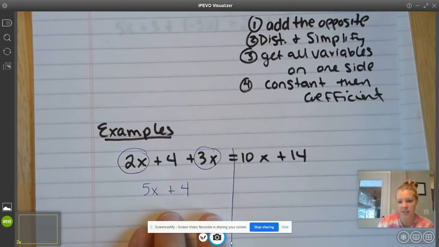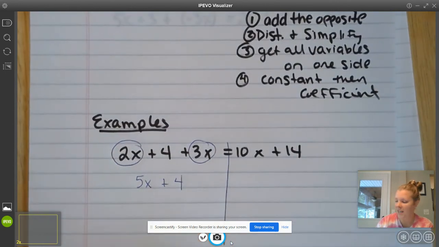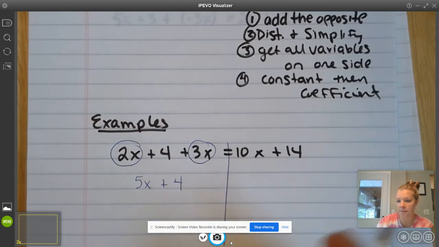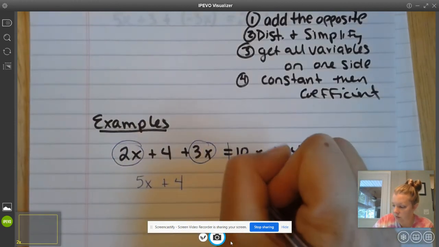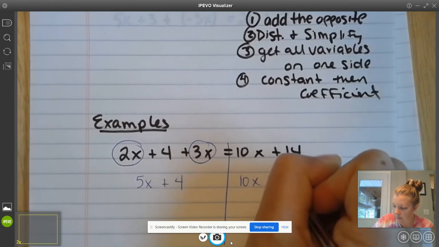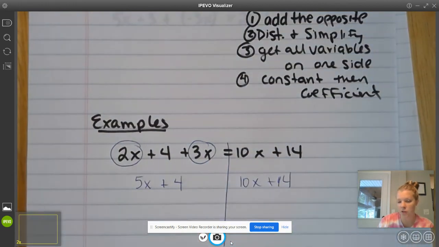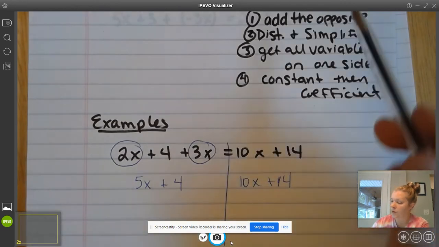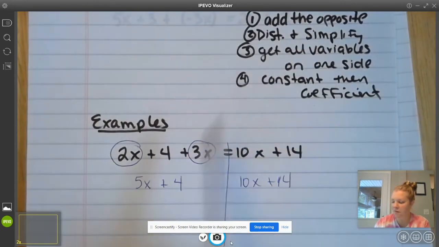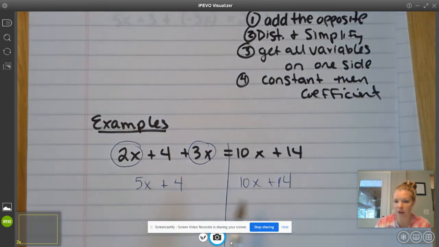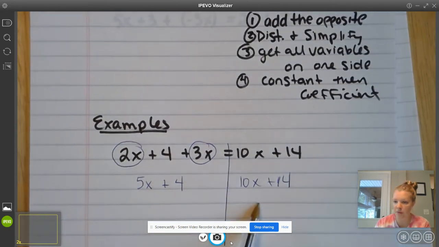So I simplified this side. Then I'm going to look, can I simplify this side? Is 10x and 14, are we able to put those together? And the answer is no. So I'm just going to copy those down. Some of you don't like to show your work, but it is critical to be successful in solving these problems to show your work. This is not one where you can just try to figure out what the answer is. You have to have evidence. So we added the opposite and we simplified each side. There's nothing else to simplify over here. There's nothing else to simplify over here.